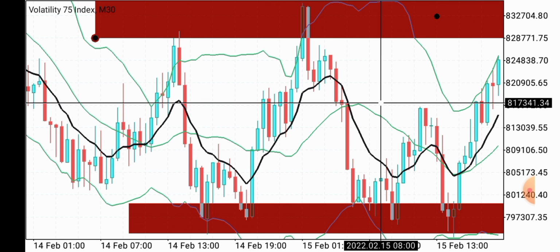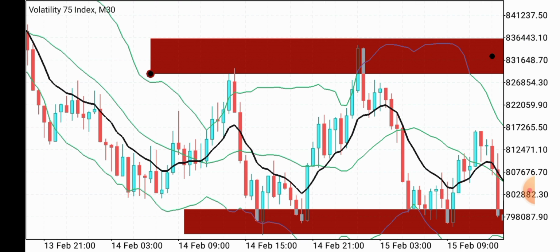So that is how the strategy is, guys. Just as simple as that. You don't need to complicate your charts. You just need to follow the rules and you're going to make the profit.